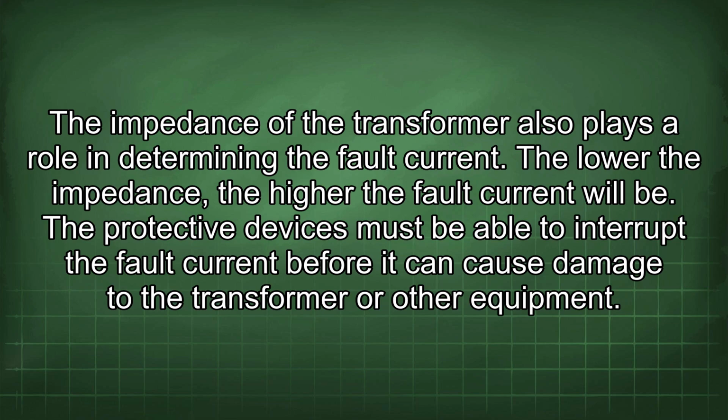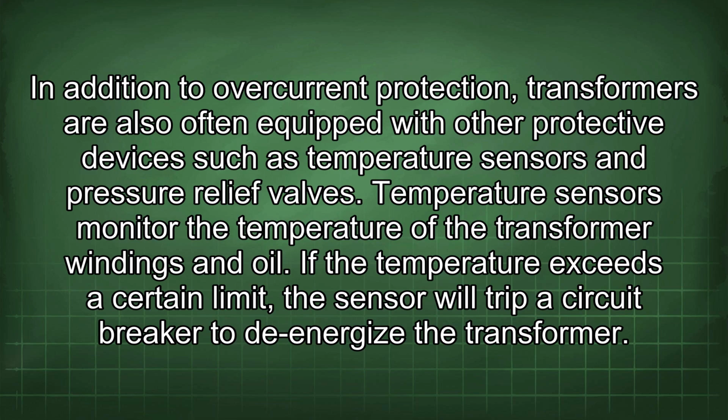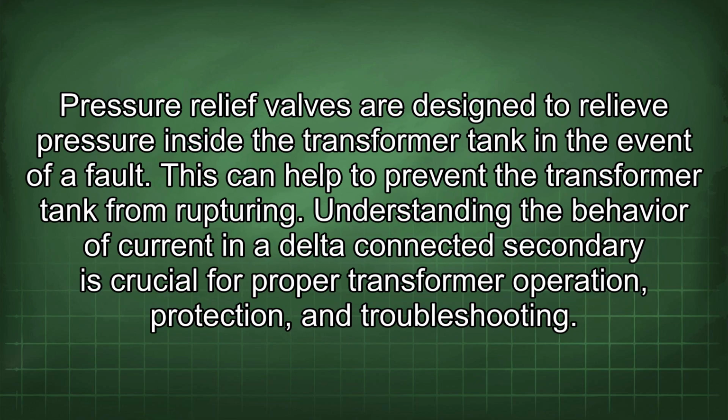In addition to overcurrent protection, transformers are also often equipped with other protective devices such as temperature sensors and pressure relief valves. Temperature sensors monitor the temperature of the transformer windings and oil. If the temperature exceeds a certain limit, the sensor will trip a circuit breaker to de-energize the transformer. Pressure relief valves are designed to relieve pressure inside the transformer tank in the event of a fault. This can help to prevent the transformer tank from rupturing.